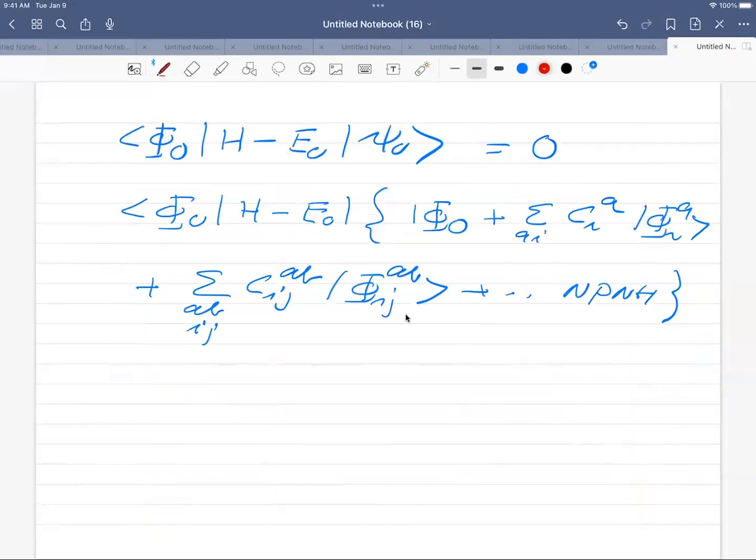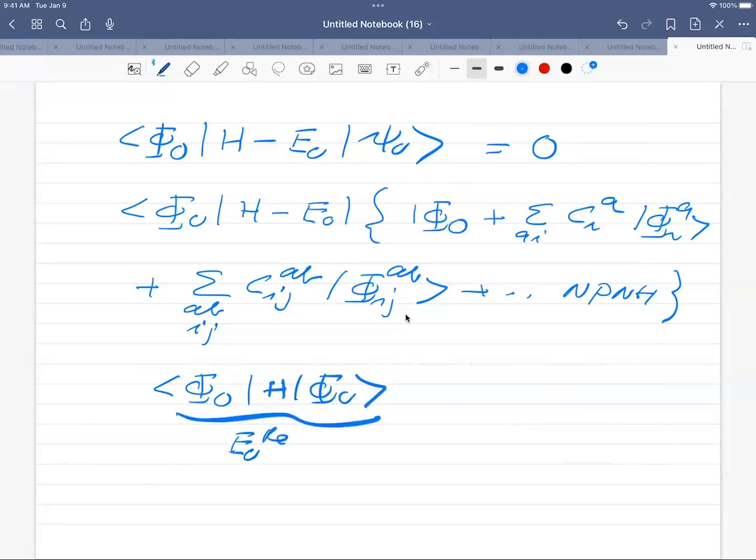So what we get then when we do the algebra, and this is where we're going to stop today. If you look at the first term, that is nothing but the reference energy. So I'm going to get phi 0, and then I have my reference energy with H of phi 0. This is my reference energy, E0 ref. I get minus E0 multiplied with phi 0 and phi 0.